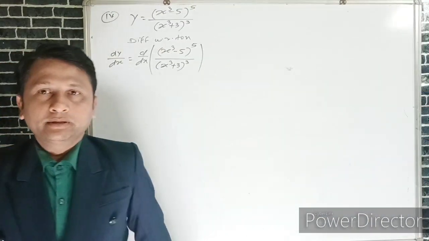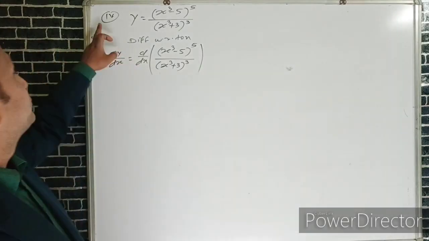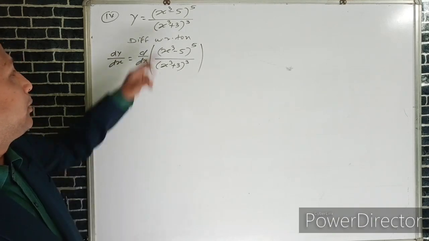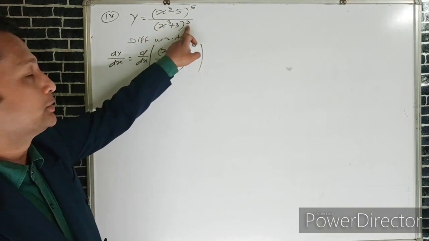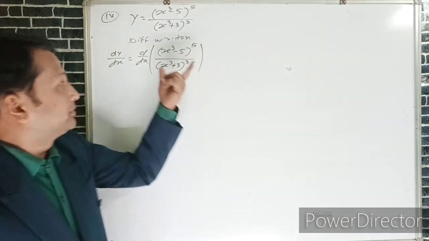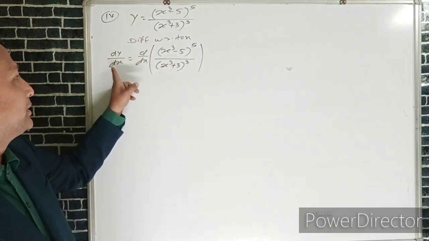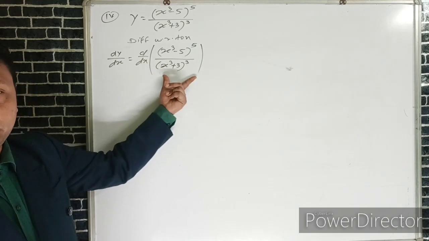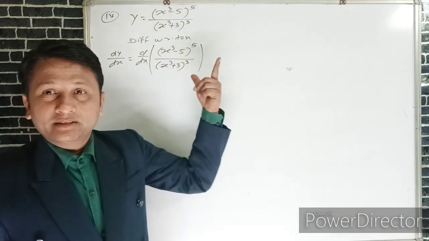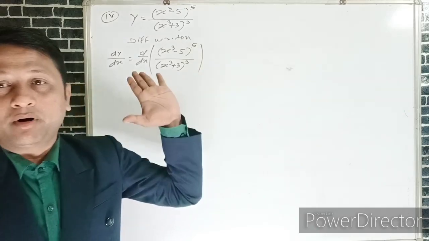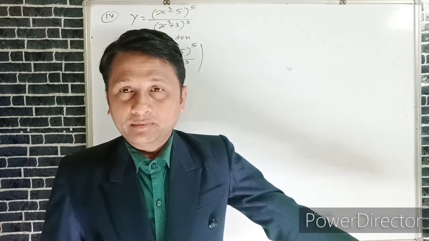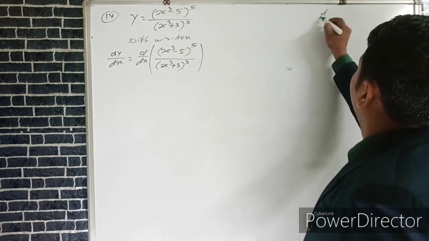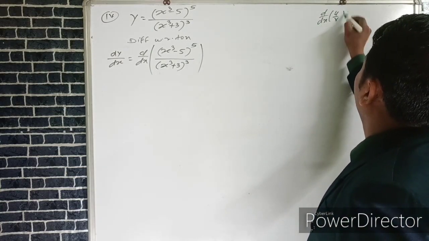Next example, example number 4, is y equals x cube minus 5 whole raised to the power 5 upon x cube plus 3 whole raised to the power 3. If we differentiate the given function, we can write the derivative of y is dy by dx, and we take again the derivative of the whole function. We know that the given function is in quotient form, and in the quotient form we can apply here the derivative of u upon v.